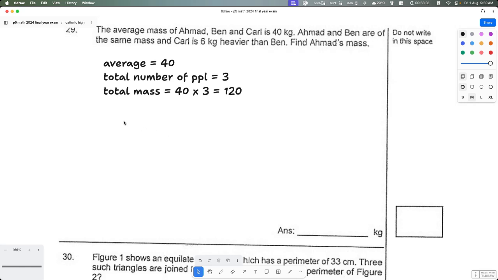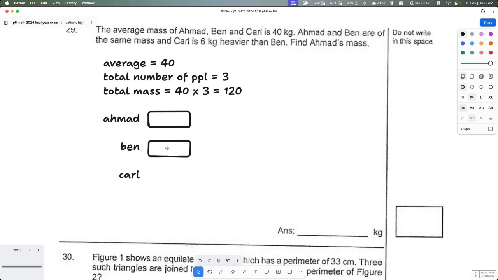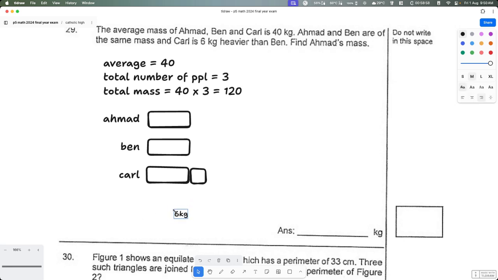So now we know that in this case, if I were to draw the model, Ahmad, Ben, and then Carl in this case. So Ahmad and Ben are the same mass, and then Carl is 6 kg heavier. So that means we'll just add a little bit of this over here. Okay, and then we have 6 kg, very small, 6 kg over here. And the total mass, that's what we see over here, is 120 kg. So I'm going to put kg.